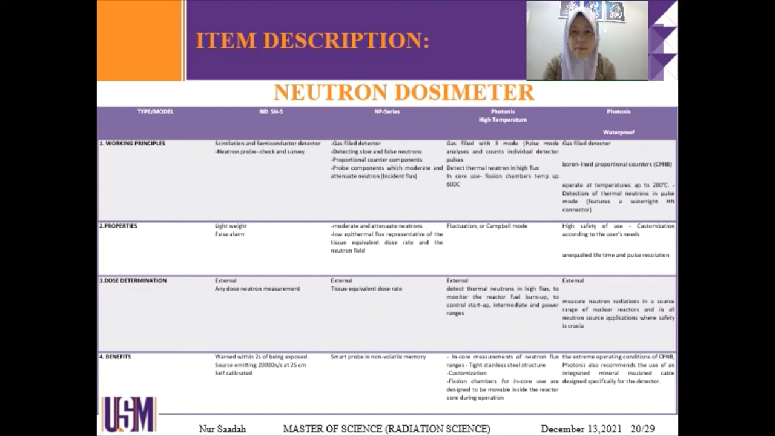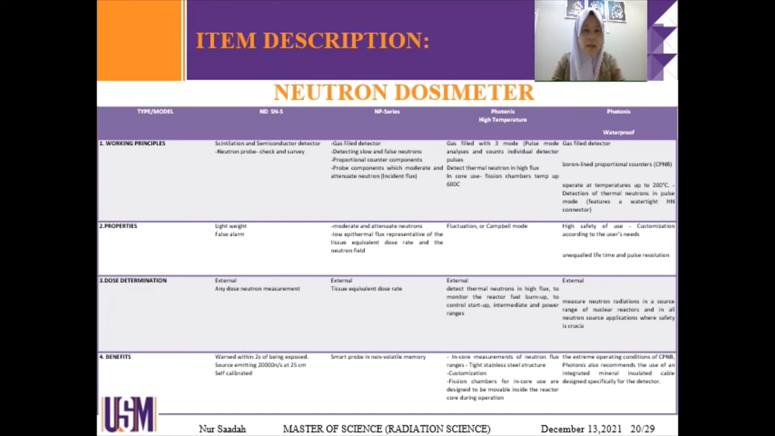For the NDSNS, the principle is a scintillation and semiconductor detector, and it also uses the neutron probe for checking and survey. The properties are lightweight and low false alarm. Dose determination is external, with any-dose neutron measurement. The benefit is that within 2 seconds of being exposed to a source emitting 20,000 neutrons per second at 25 centimeters, it alarms, and the detector is self-calibrating.